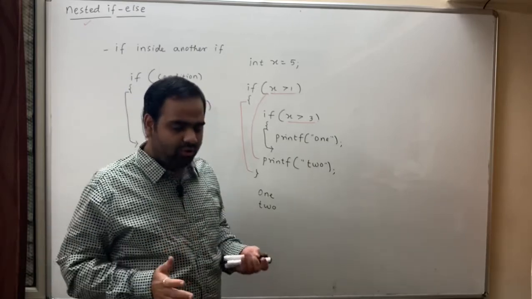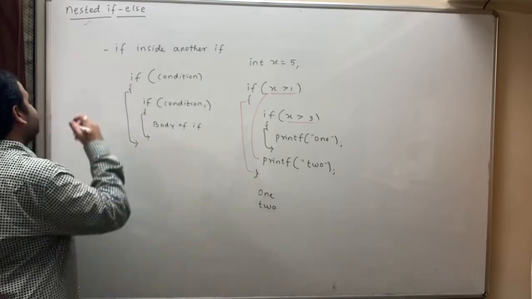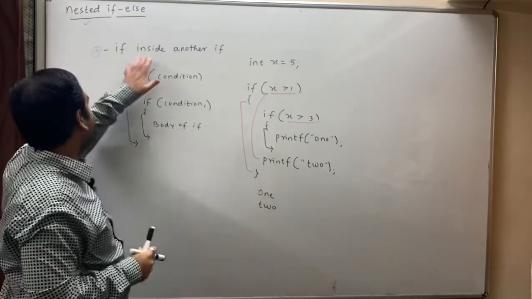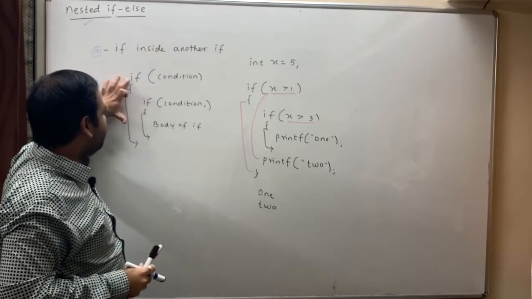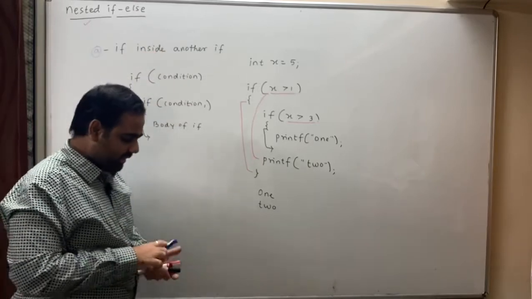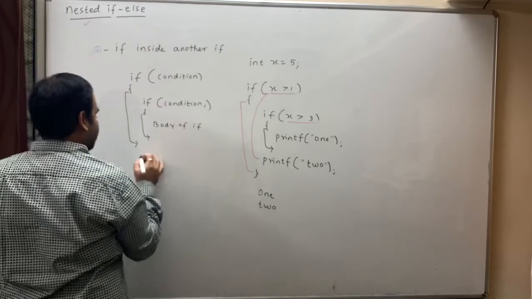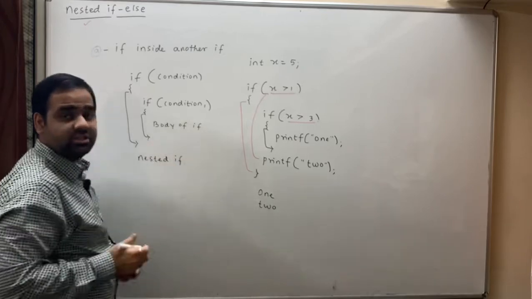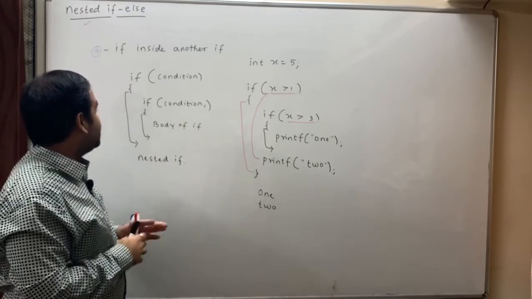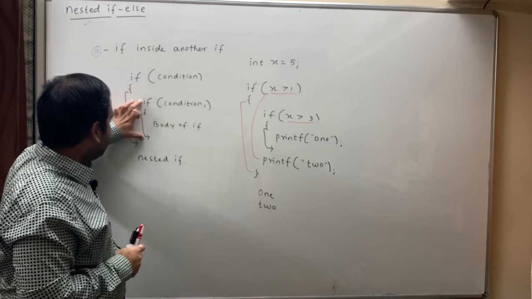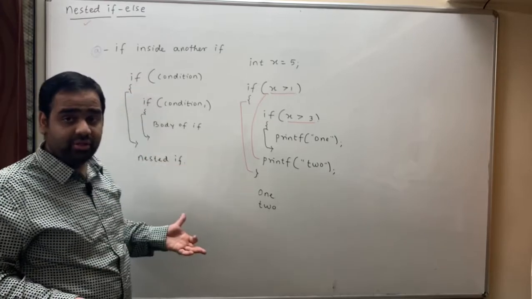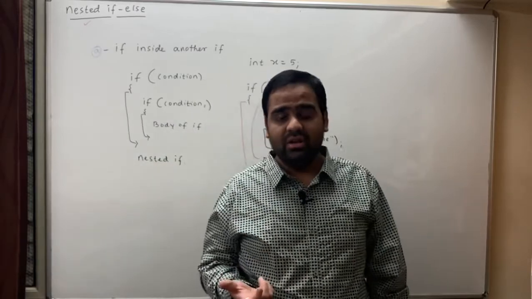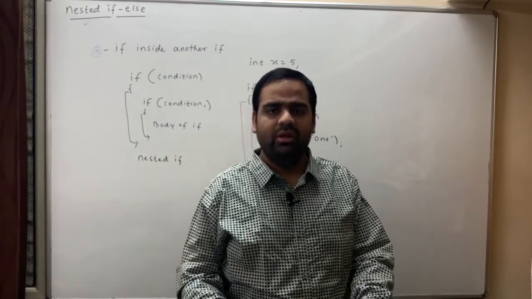Now there are many forms of this. The first form that we have studied, let me call this A, is if inside another if, and such a thing is called a nested if. Now there might be a situation where in the body of if there is an if else, or in the body of else there is an if else. That is called nested if else. That is what we are going to see now.